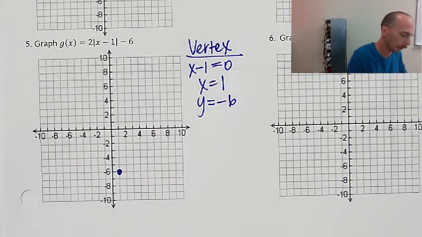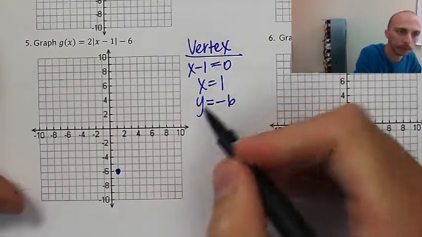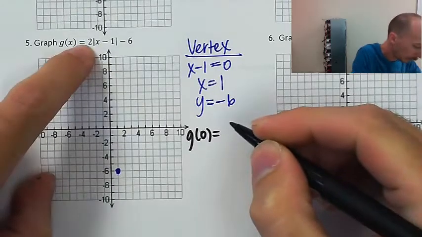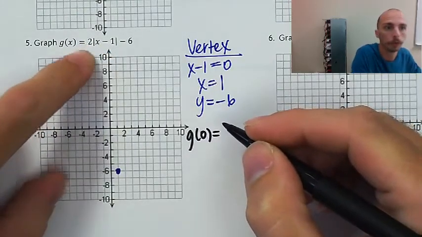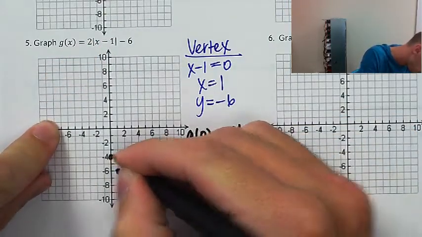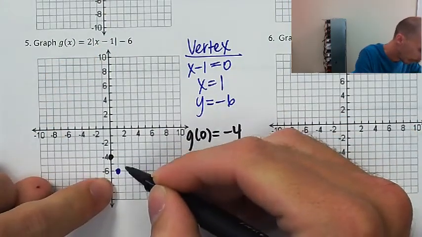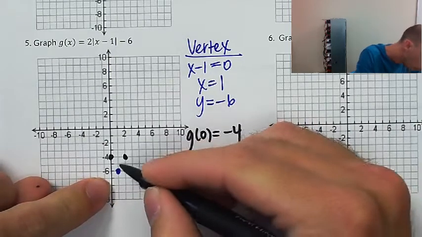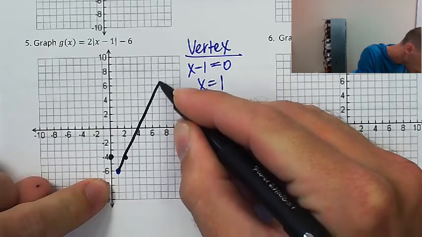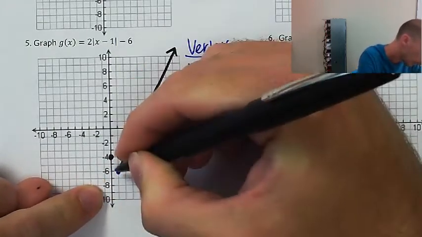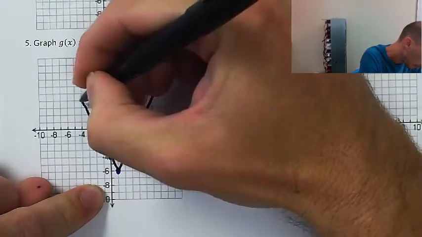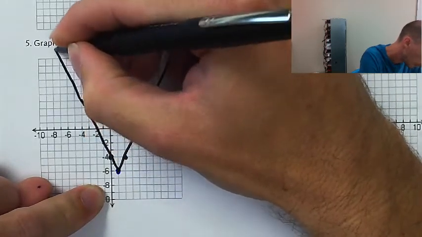I'm going to plug in x equals 0 to get my other point. g of 0 is going to be 2 times the absolute value of negative 1. So 2 times 1 minus 6, that would be negative 4. So if I'm at negative 4 when I went to the left by 1, I'll be at negative 4 when I go to the right by 1 as well. And I'll just kind of go along here. That's a lot of graph. Okay, there we go.